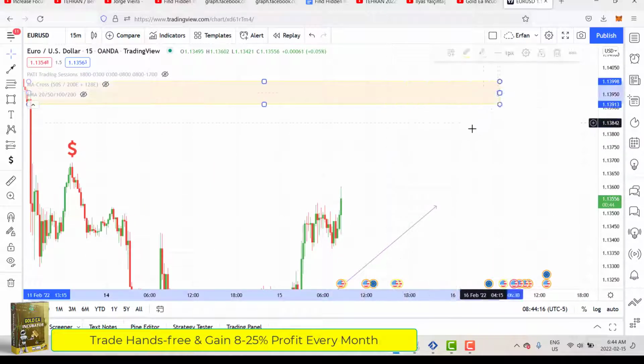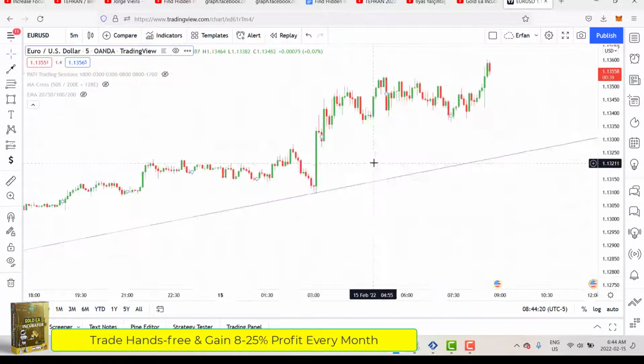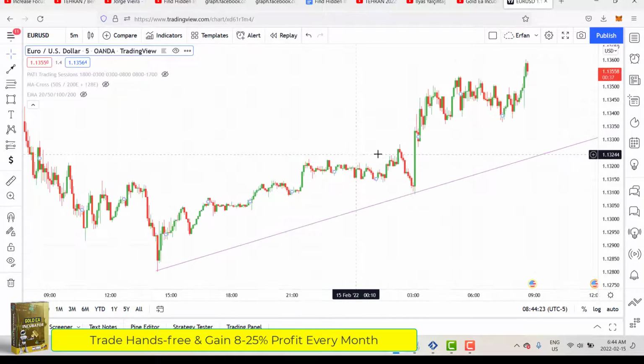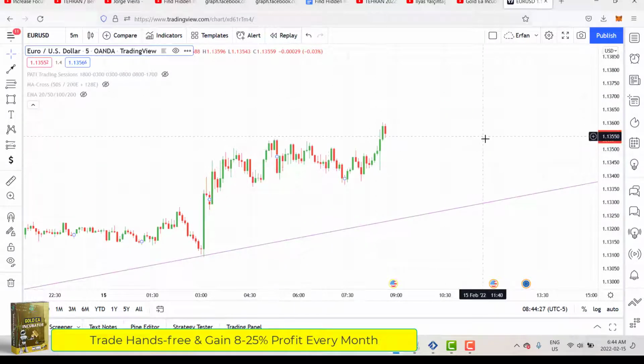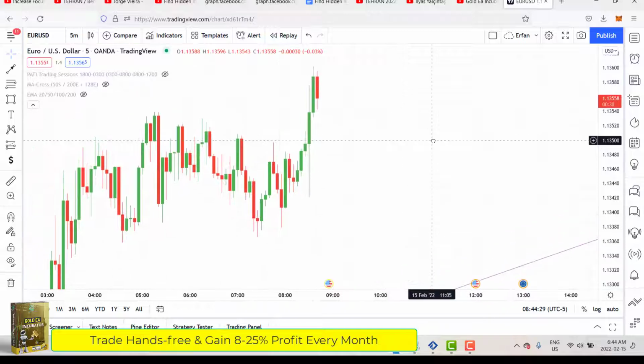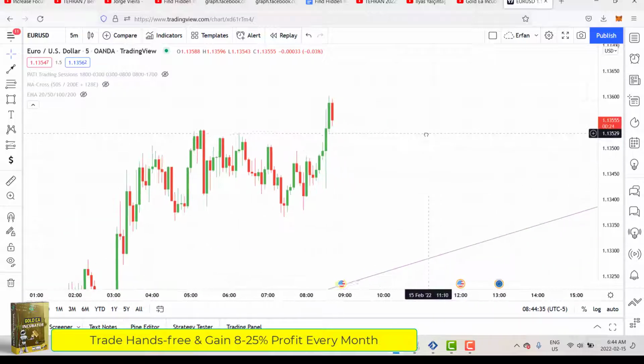This is a high probability order block on the 5-minute time frame. Look at this huge spike, grab the liquidity. Now it's choppy, now it's going up again, grab the liquidity. Now we have to wait for a really good momentum correction.